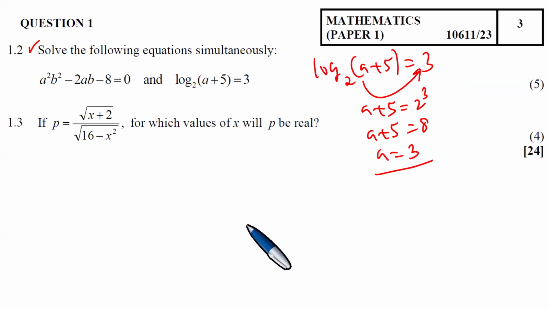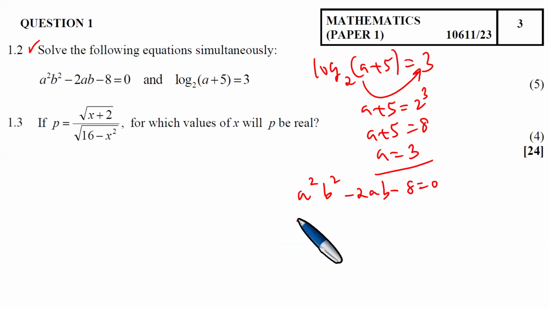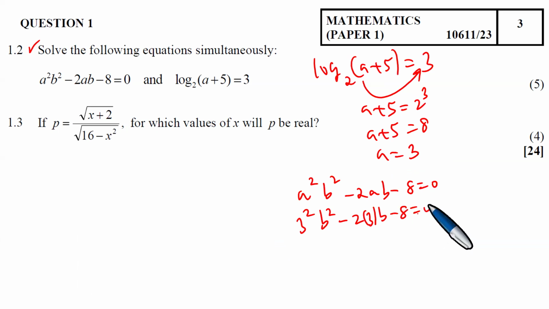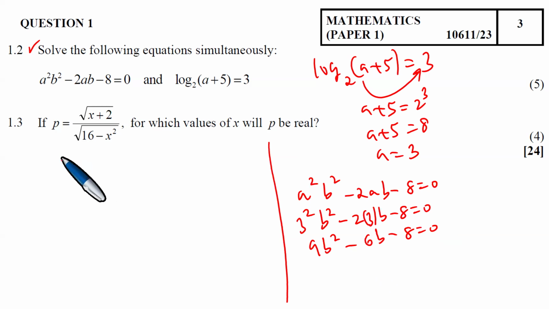Because you need to solve these equations simultaneously, you now have the other equation. You come here and say a squared b squared minus 2ab minus 8 equals 0. So with a as 3, you have 3 squared b squared minus 2 times 3 times b minus 8 equals 0. Now you square the 3, and you have 9b squared minus 6b minus 8 equals 0. So you have this particular equation.